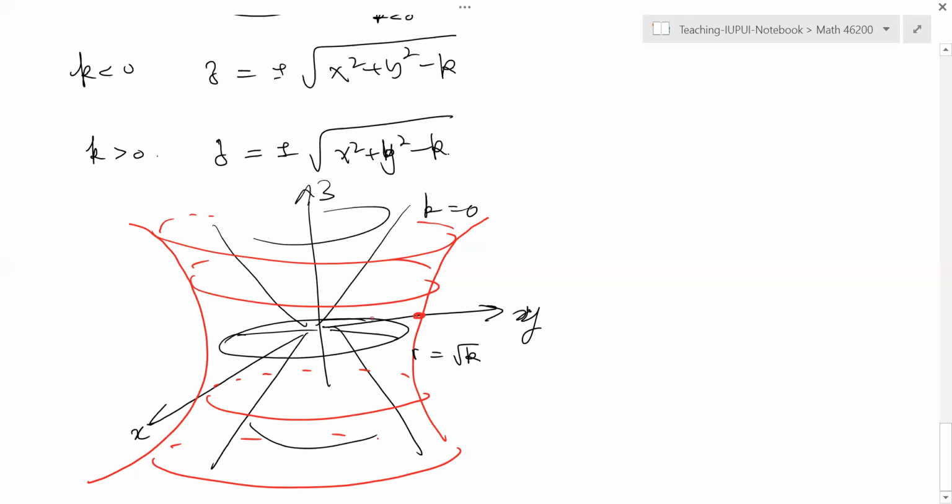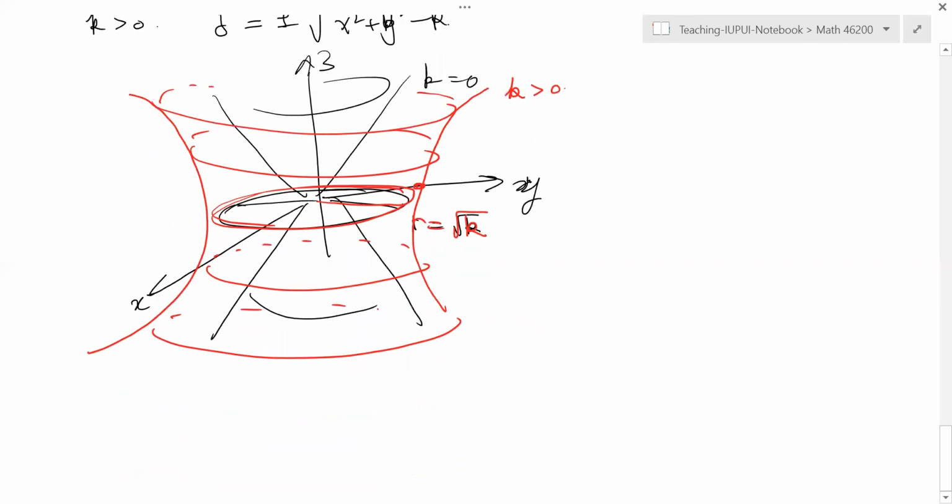Guys, this is a circle. The graph is not defined inside. And it's smooth everywhere, okay? It's a surface. So that's when K is greater than 0, okay? There's a circle here with a radius equal to square root K. So this is a nice smooth surface.